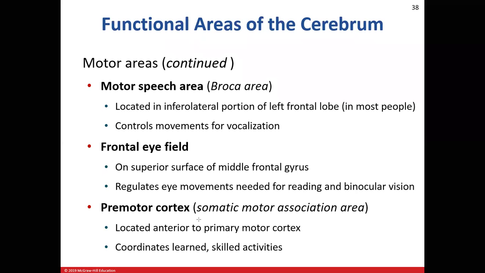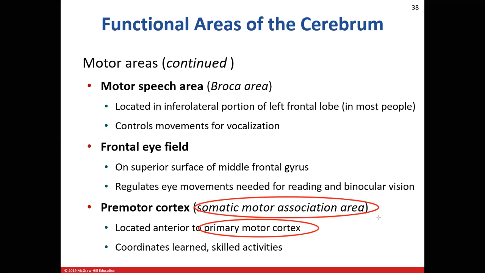Again, please note the location is anterior to the primary motor cortex, which is located in that precentral gyrus, and also note what its function is. It's a somatic motor association area, which means it's involved with the movements of skin, skeletal muscle, and joints. But what it's really doing is acting as an association area, and so it utilizes previous memories to help coordinate these learned and skilled activities.